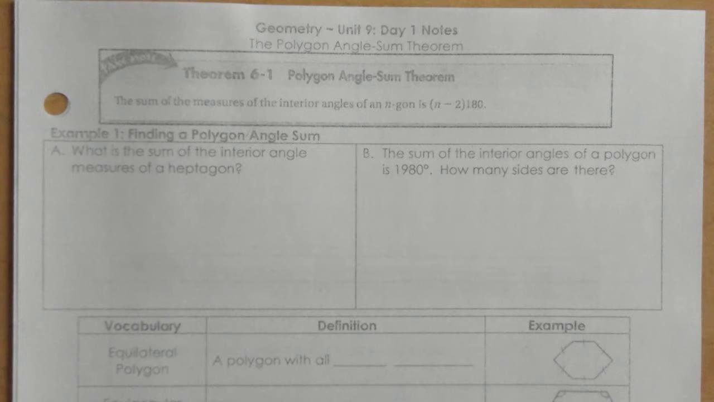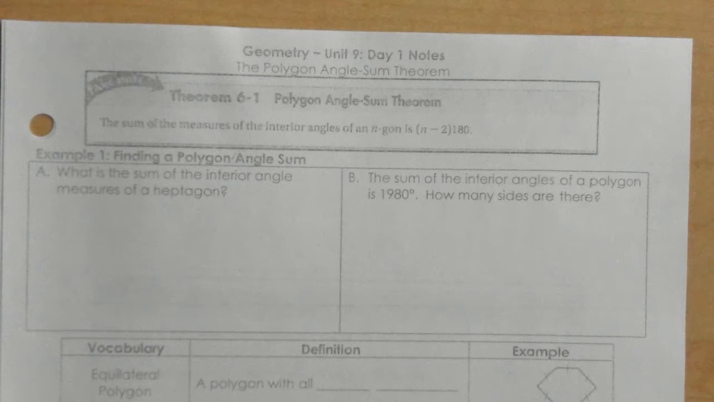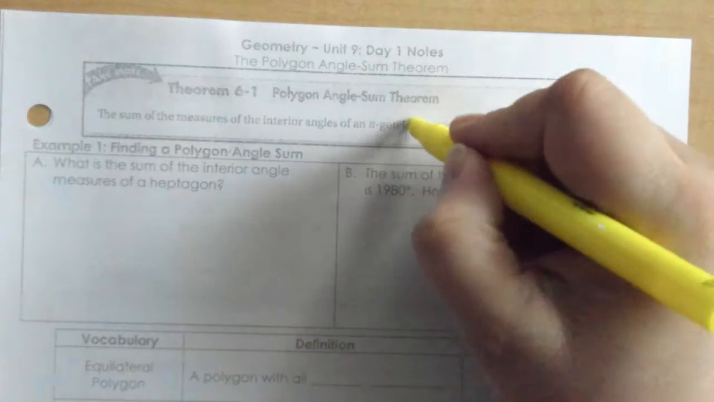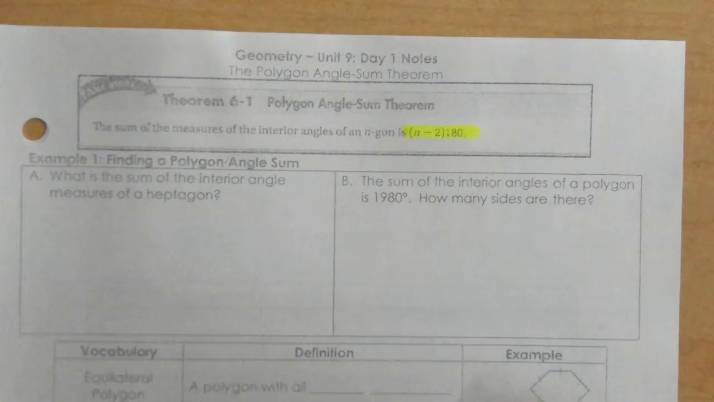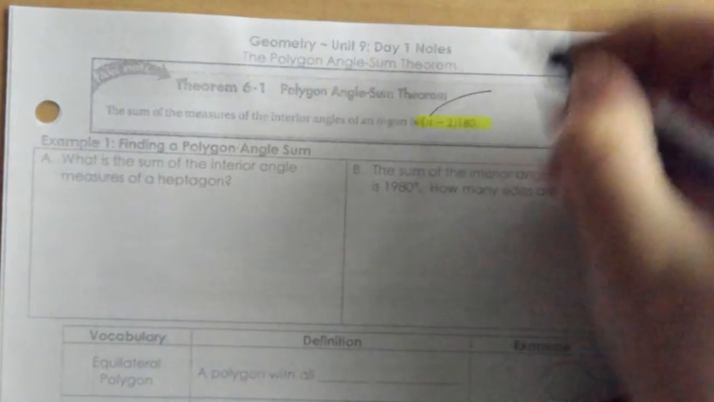For Unit 9, Day 1 notes, the polygon angle sum theorem. So you know, for a triangle, all the angles inside of a triangle add to be 180 degrees. You should know that any quadrilateral adds up to 360 degrees. Usually those are commonly known. When you get into a pentagon or above, you're maybe not quite sure, so there's a formula to help us with that. That formula is n minus 2, all multiplied by 180. N stands for the number of sides.